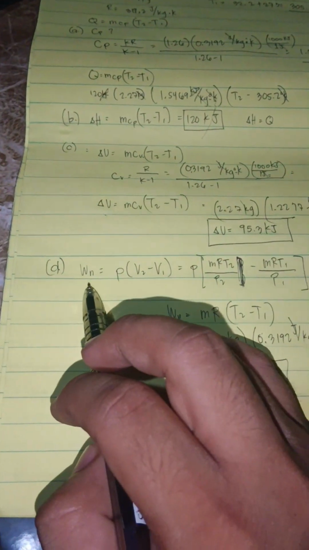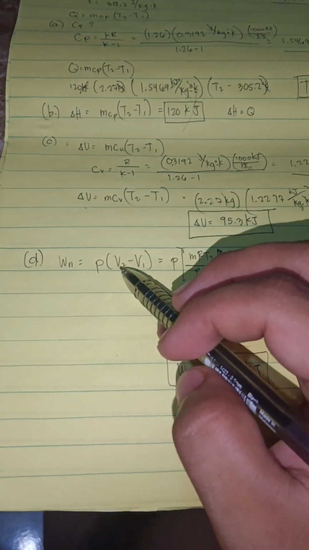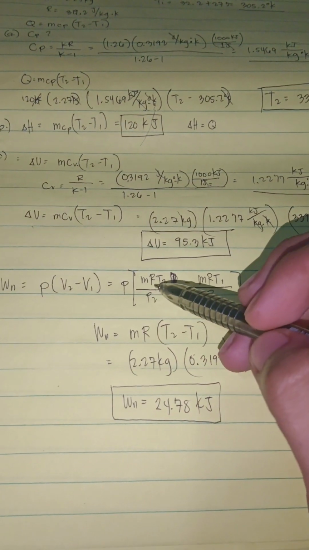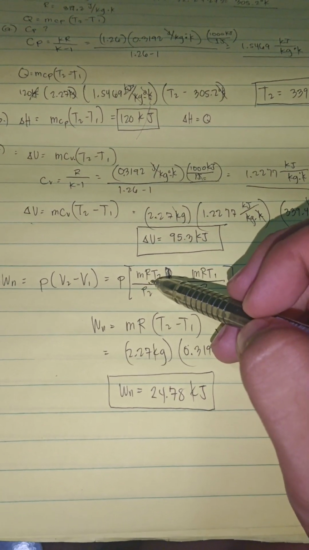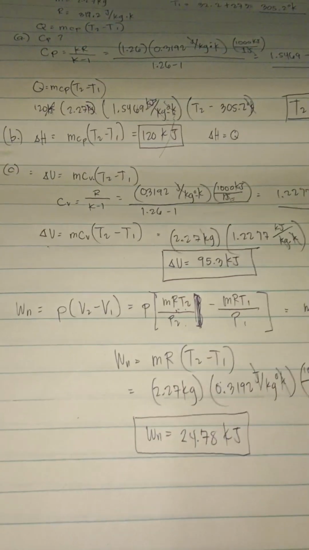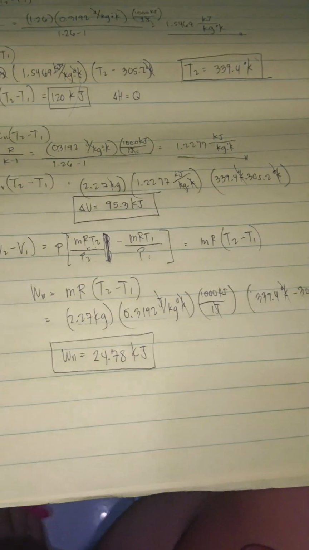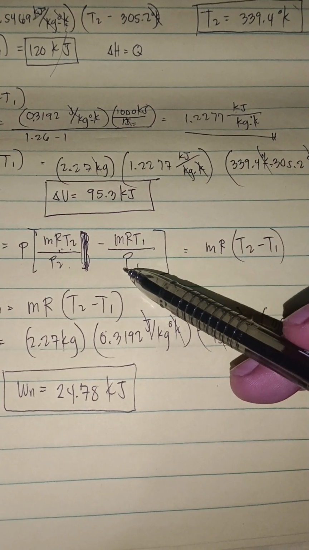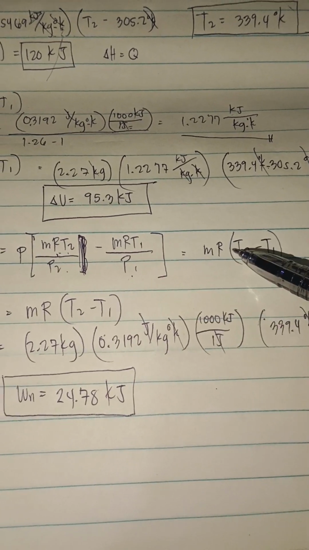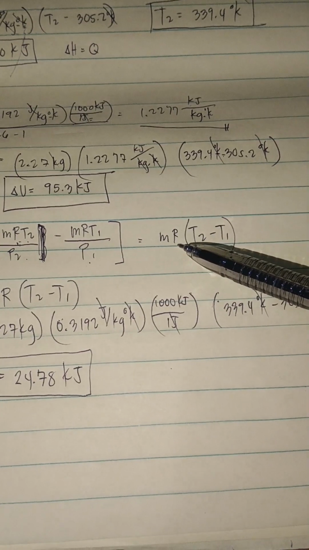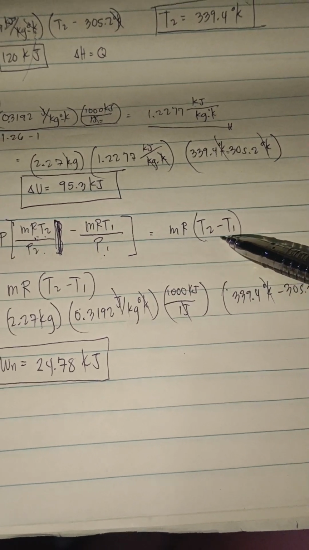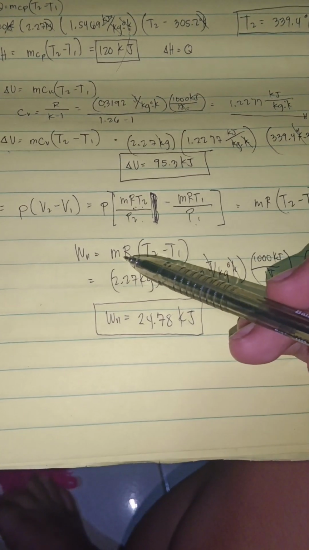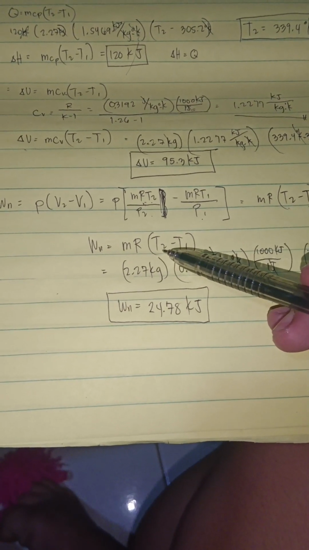We can now solve for the work non-flow. Work non-flow equals pressure times parenthesis, final volume minus initial volume, which equals pressure times bracket, mass gas constant final temperature over final pressure, minus mass gas constant initial temperature over initial pressure, which equals mass times gas constant, parenthesis, final temperature minus initial temperature.